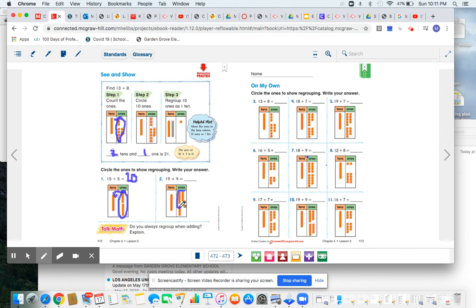So this is my group of 10. So that's going to go there. And then I have 1, 2, 3. So I have 3 ones. And I'm going to have 1 and 2 tens. So if I was to count it, this means 10, 20, 21, 22, 23. This is how I would do it.